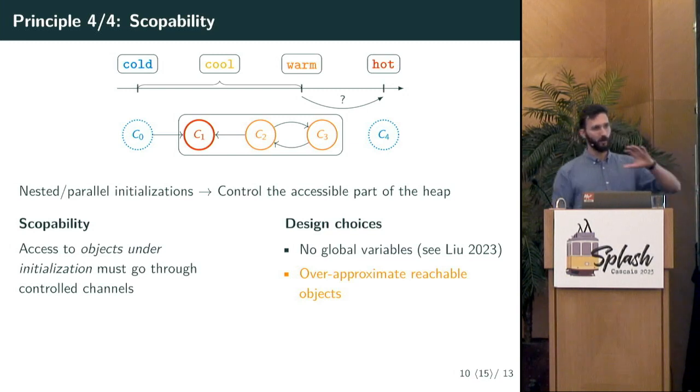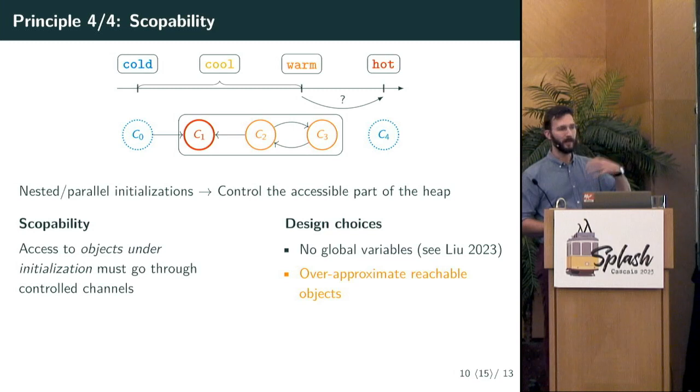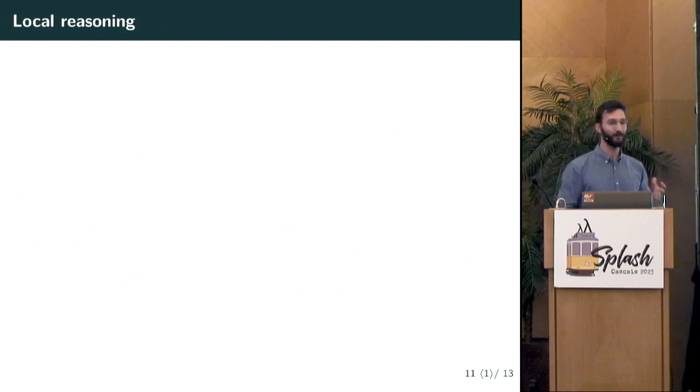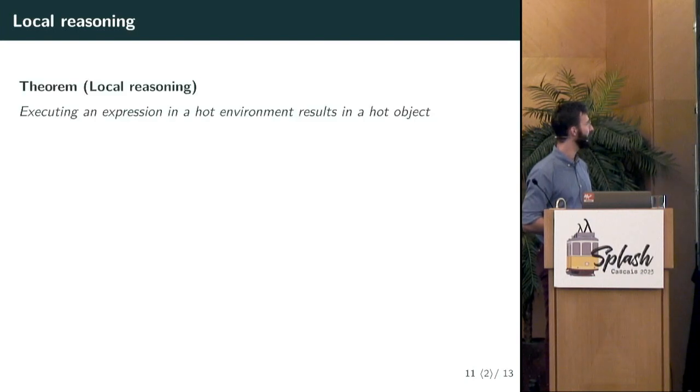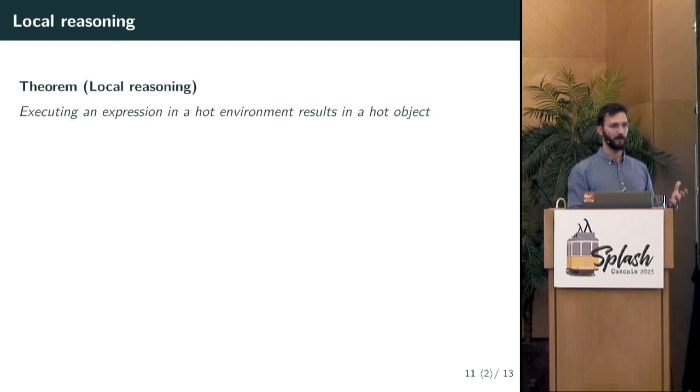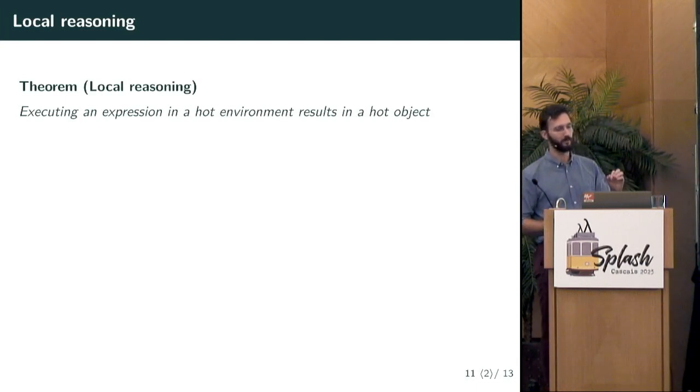Okay, so that's all the four principles, and if you manage to have all of those principles in your language, then you will get the local reasoning property, which is kind of the core property behind our approach. And the idea is that if you execute an expression or a program inside a hot environment, so it only accesses hot objects, the result you will get will also be a hot object.